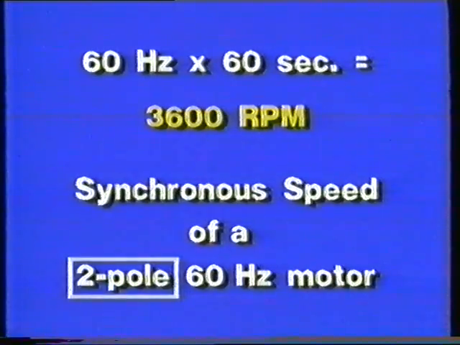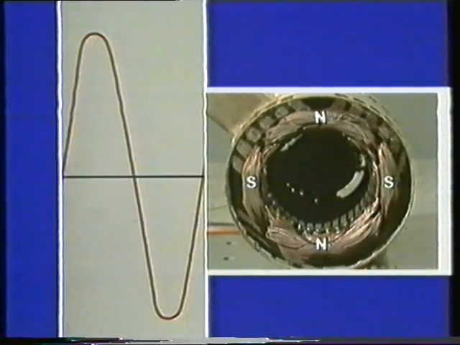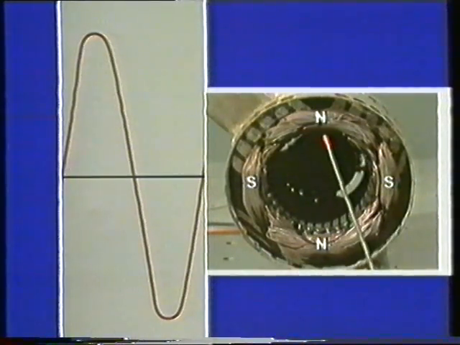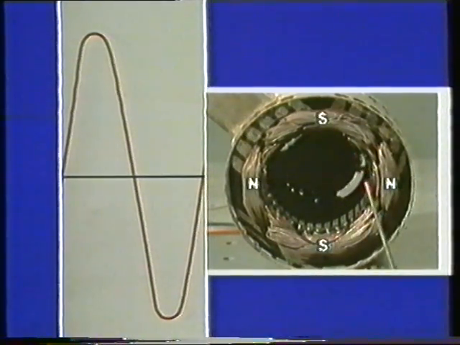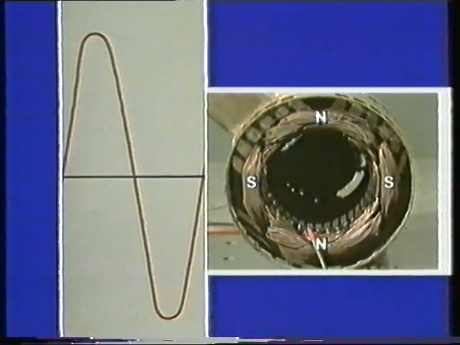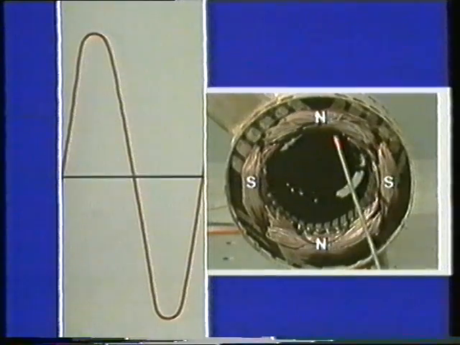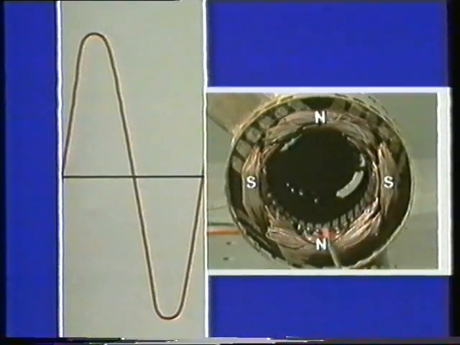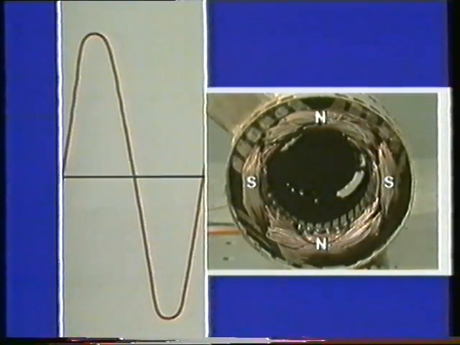But it also depends on the number of poles in the motor. In a four-pole motor, each rotor pole must move from one stator pole past the next and on to the next for every AC cycle. The rotor poles must make half a complete turn, and the synchronous speed of the motor will be half that of a two-pole motor.